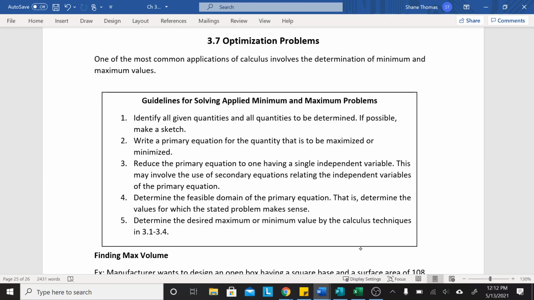All right, so we want to get down to one single independent variable, and we might have to use a secondary equation for this one. Determine the feasible domain of the primary equation. That is, determine the values for which the stated problem makes sense, and then determine the desired maximum and minimum value by the calculus techniques in 3.1 to 3.4.